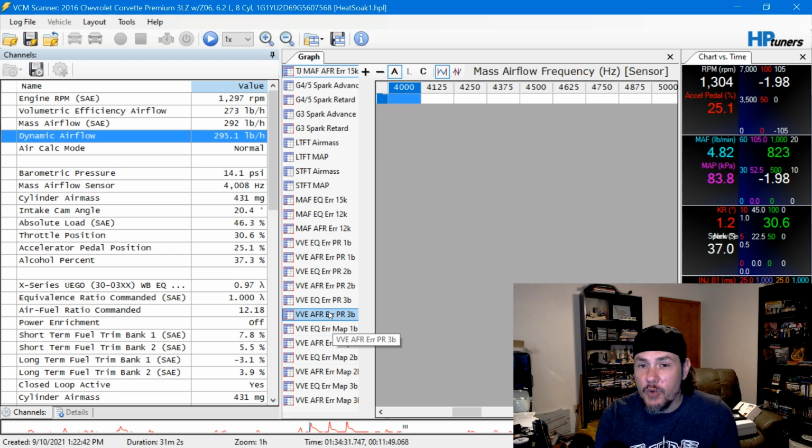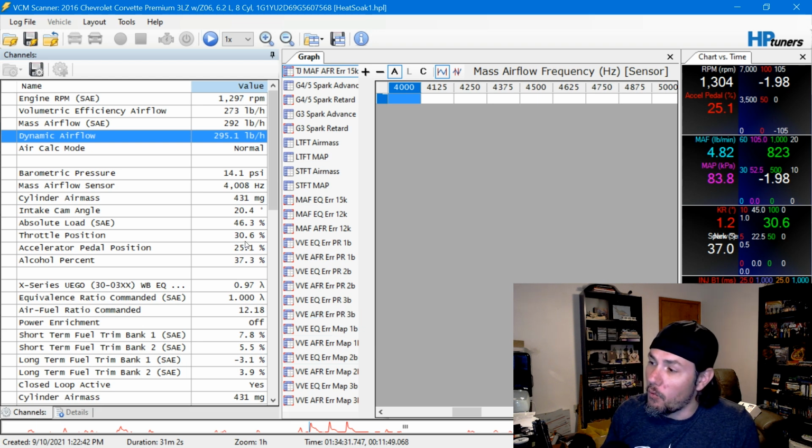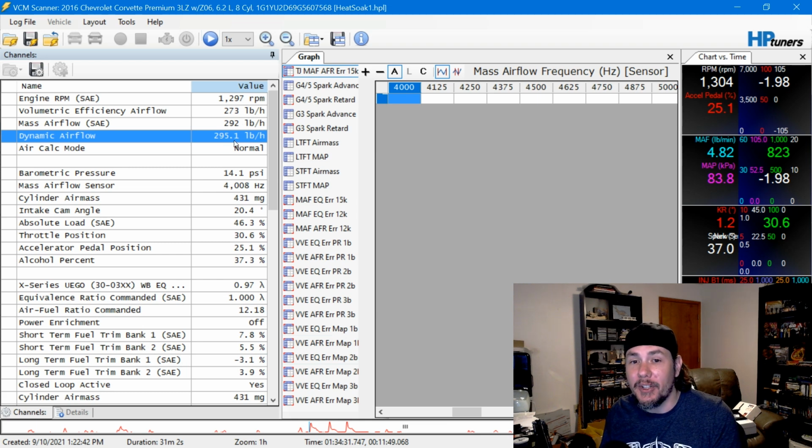And whenever you get done dialing in your speed density, you then need to go back and check your math again, because you have now changed this math. And so it's not going to output the same dynamic airflow. We can go out and tune our mass airflow, get that thing spot on, but that is spot on based off of our current volumetric efficiency tune. Whenever we update the volumetric efficiency tune, it's going to change the dynamic airflow calculation. So we need to go back and forth a couple times to get the perfect airflow tune.